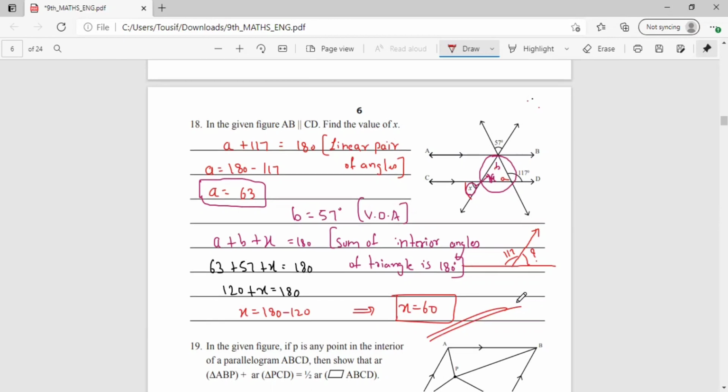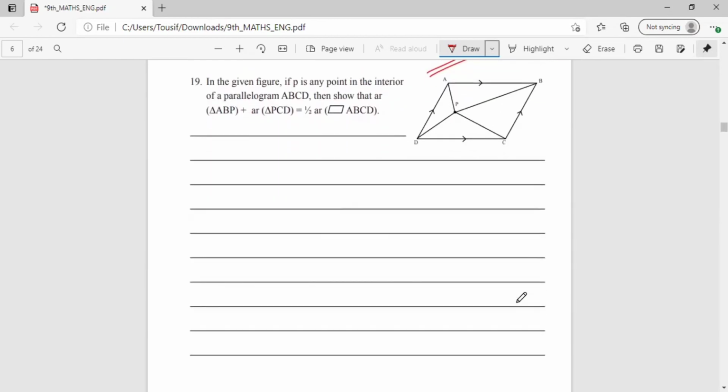So moving to the next one. This is a bit lengthy. Okay, so this is from the area of parallelogram chapter. So we must be familiar with some of the theorems and properties. In this problem, we're going to apply one theorem statement. So what is that statement? The triangle and the parallelogram which are lying on the same base and between the same parallel lines, that triangle will be equal to half of the parallelogram.